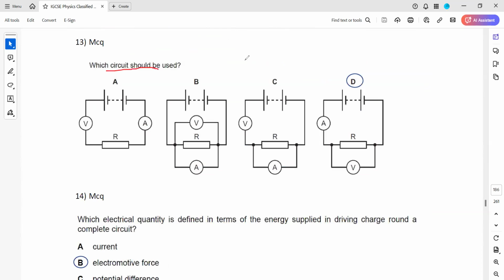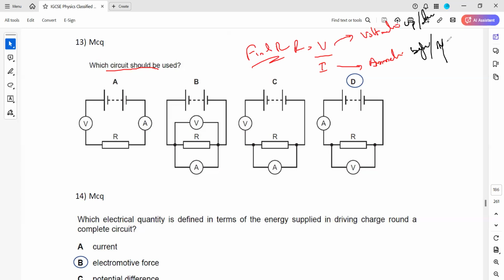Which circuit should be used if we want to find the resistance? If we want to find the resistance, we need a voltage and we need a current. To find the voltage, we need a voltmeter, and to measure the current, we need an ammeter. How are the voltmeters connected? Voltmeters are connected in parallel, up or down. And ammeters are connected in series, before or after.